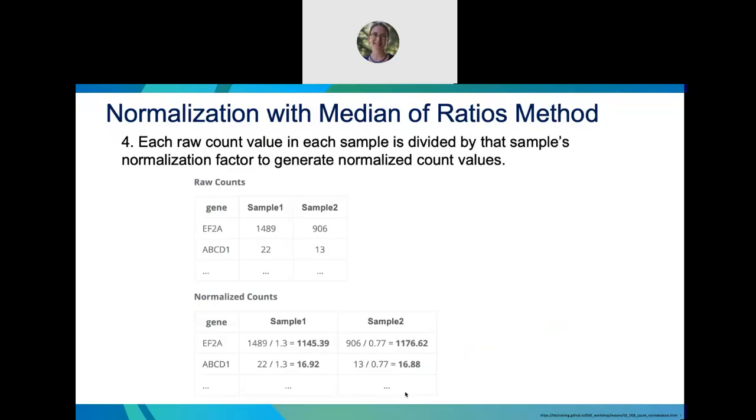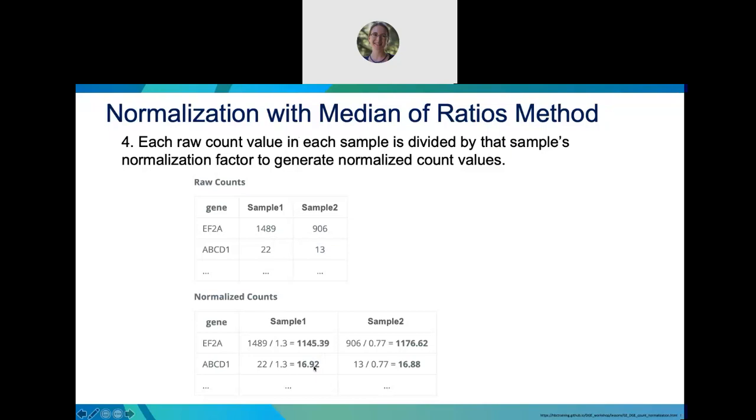So we're actually changing the gene expression values by adjusting them using this normalization factor. And the way that we use the normalization factor to do the adjustment is we take each raw count value that we started with and divide it by that sample's normalization factor. And that then generates the normalized counts value.